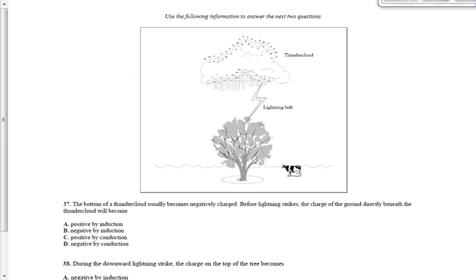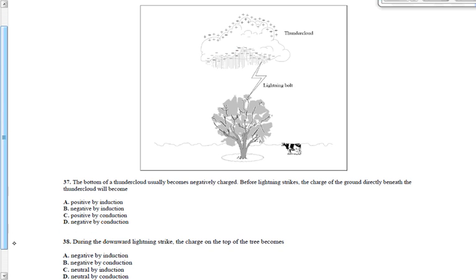I got two multiple choice questions. I'd like you to take your phones and submit both of these together as multiple choice number 1 and 2, please. They are 37 and 38 in your booklet.